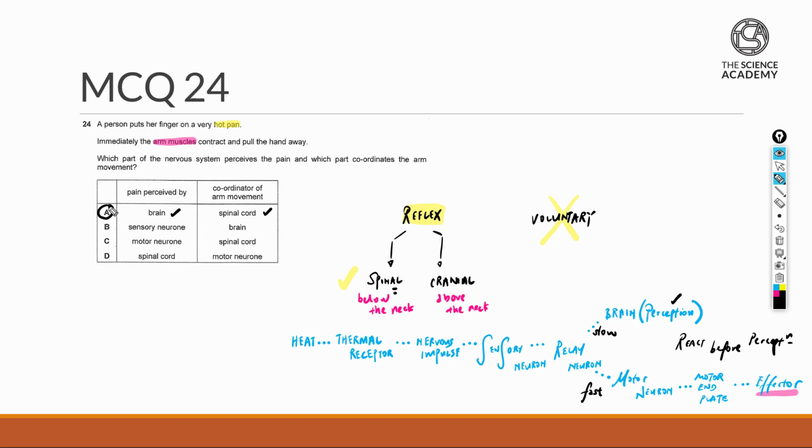Now, just a little bit of an extension, if it was a cranial reflex, the perception is still similarly done by the brain itself, but the action, because it's a cranial reflex, is also initiated by the brain. So you can see that regardless of the kind of reflex, the brain is always involved in the perception event. Again, the answer for question 24 is A.